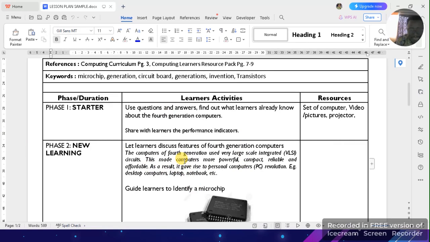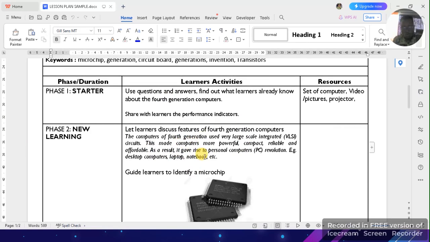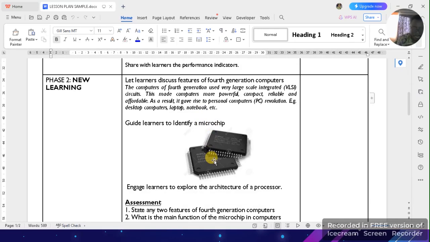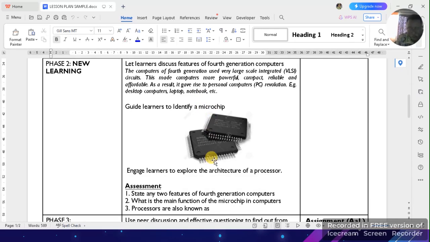Then let learners discuss features of the 4th generation of computers. You make sure these points are outlined, well captured, and well grasped by the students. So these are the main keys. In the course of your delivery, you do what you call assessment, which we call the formative assessment. You ask them questions whilst your lesson is going on.